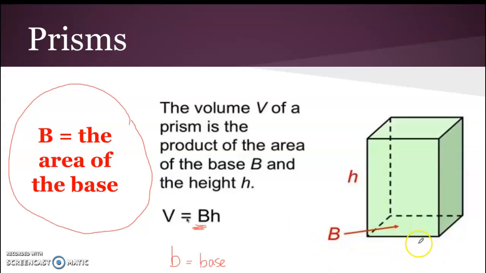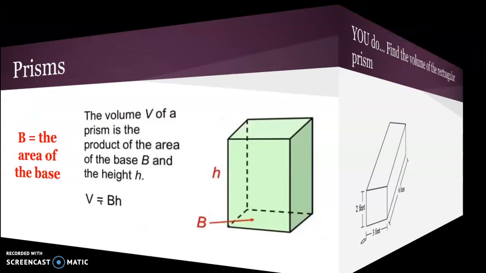Now with these prisms, to find a volume, it depends on what the base is. It can be a triangle, it can be a rectangle, it can be a square. And we're going to do some examples. So again, the volume of a prism is big B times h, and I like to refer to it as big B, the area of the base.